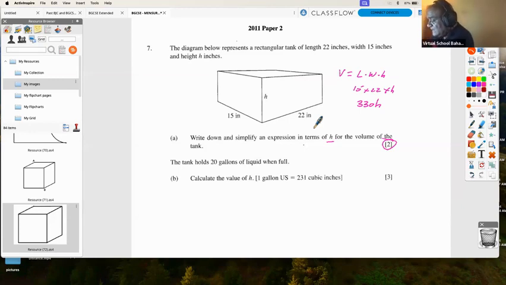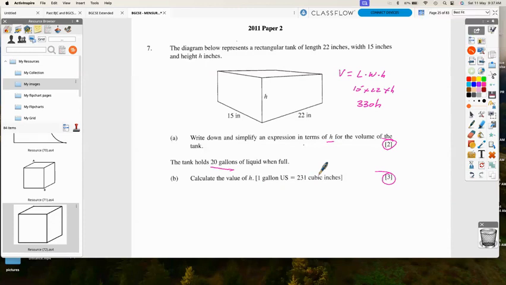Good. Now it says the tank holds 20 gallons of liquid. And they say 1 gallon equals 231 cubic inches. And they want us to calculate the value of h. It's 3 points, so you've got a little work to do there. So who wants to explain the steps?